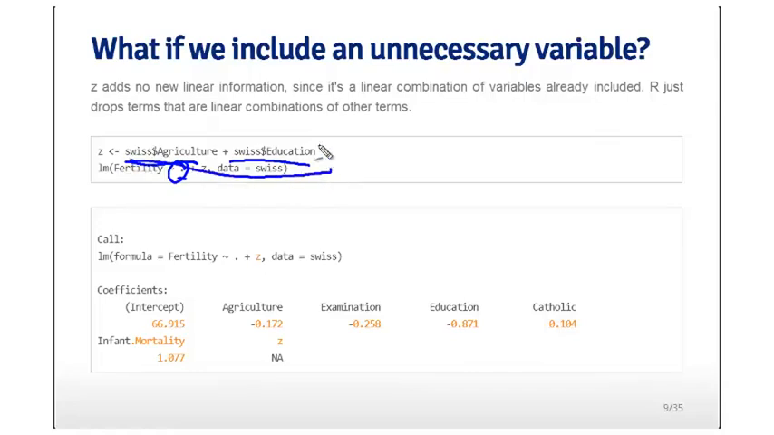And this discussion only holds for things that are linear, right? If I include agriculture squared, of course I know agriculture squared if I know agriculture, but that's not a linear function of the variable. At any rate, if you include a linear function of variables that are already in the model, then when R fits the model, it says, oh, wait a minute, you've already included variables that, if I know them, I linearly know Z, so this contains no extra new information, so I throw it out and I put an NA there. And so that's why you see these NAs pop up in R: that variable is linearly related to the other variables that are included in the model.